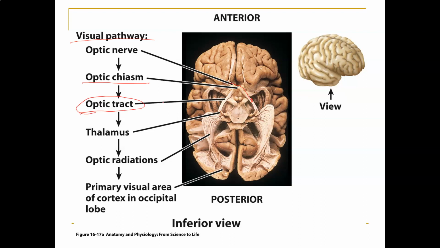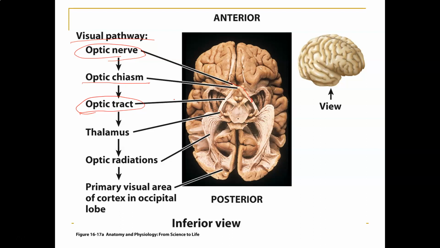We're calling it optic tract now because technically we're in the central nervous system, where you call bundles of axons tracts, not nerves. Nerves are used in the peripheral nervous system. So your optic nerves are considered to be part of the peripheral nervous system. In fact, that's cranial nerve number 2.